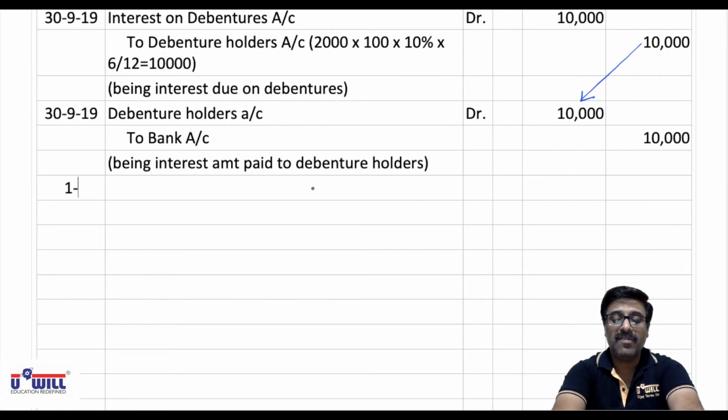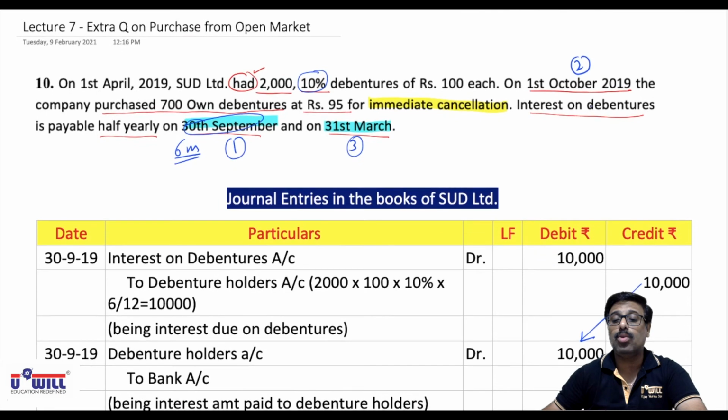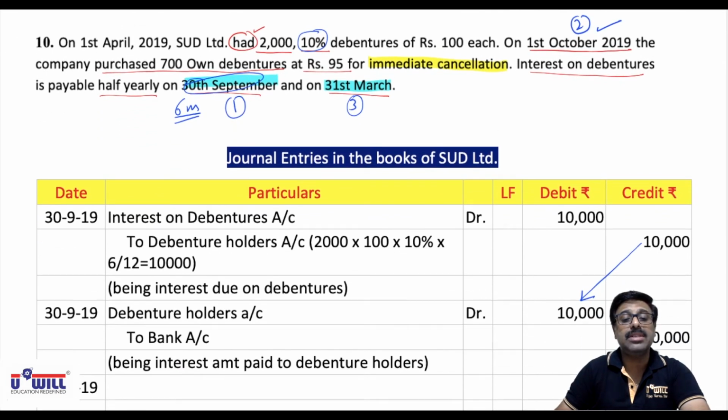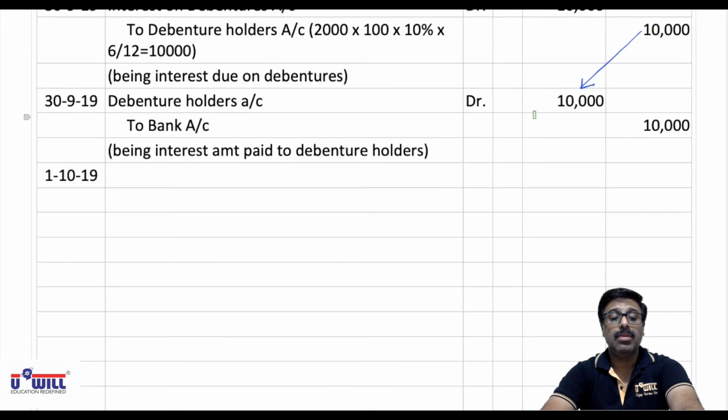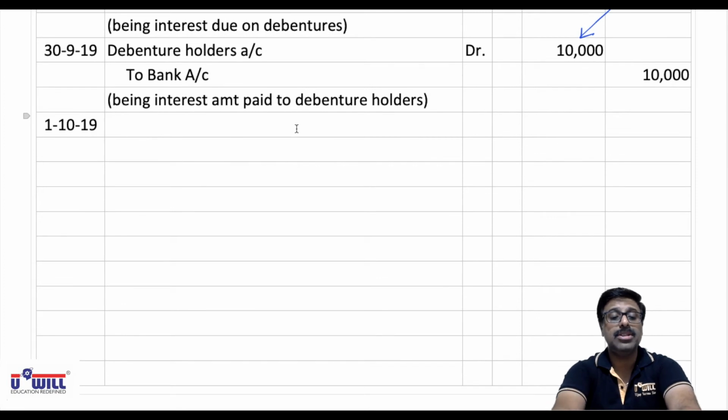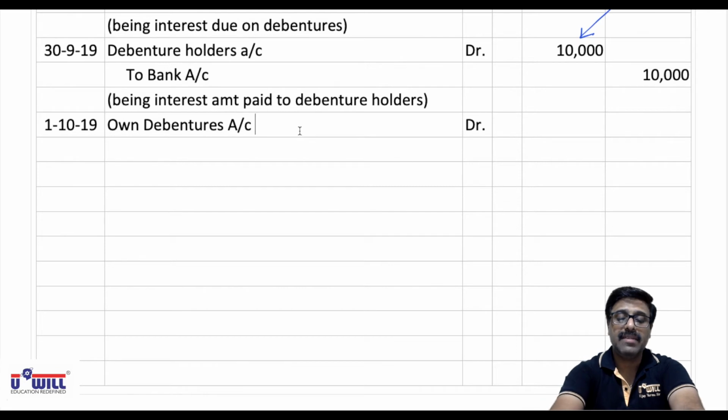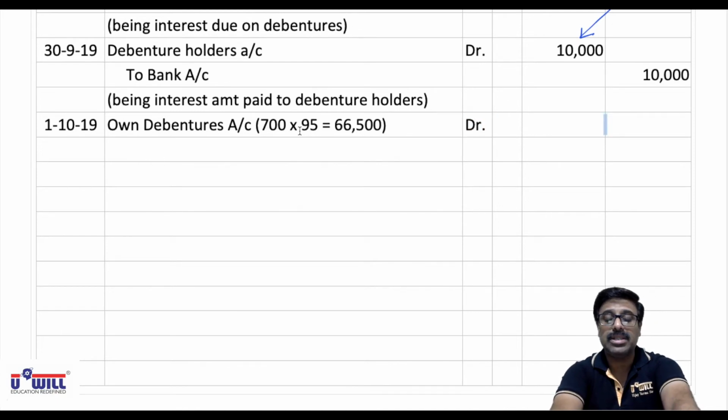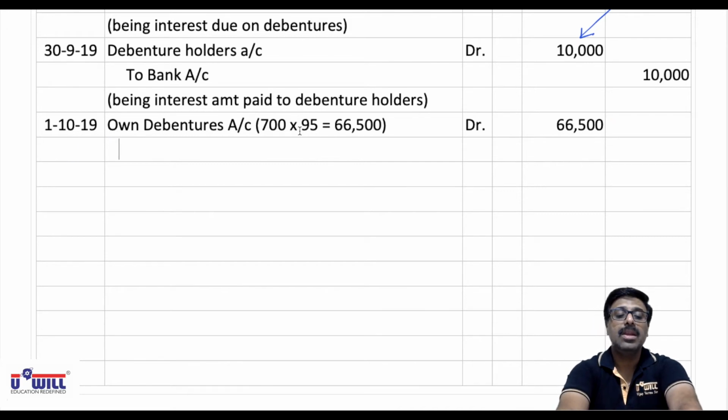Now in order, on 1st October 2019, we have purchased our own debentures. How many debentures have we purchased? We have purchased 700 debentures, and at what price? 95 rupees. So we'll pass the entry for that. What entry did we discuss just now for buying your own debentures? Own debentures come in debit. So own debentures account debit, and 700 debentures are purchased at 95 rupees. So that value comes to 66,500. Bank is the giver, credit the giver, bank account with the same amount, 66,500.